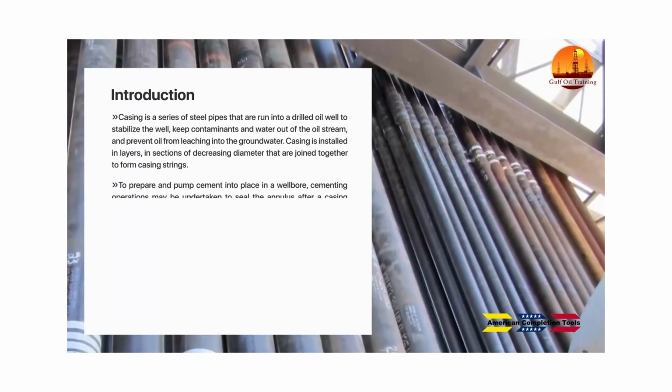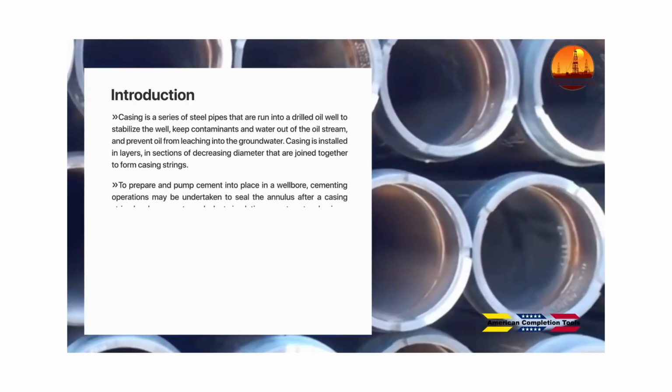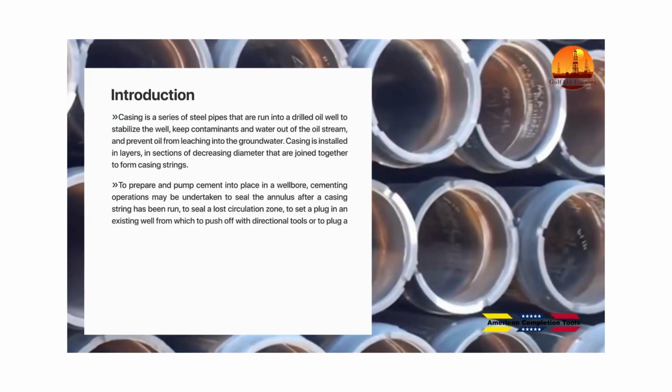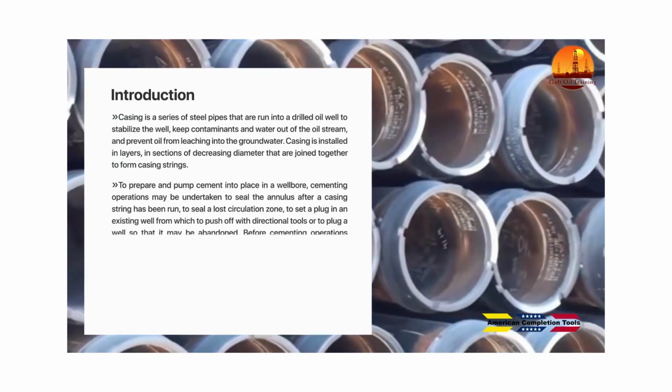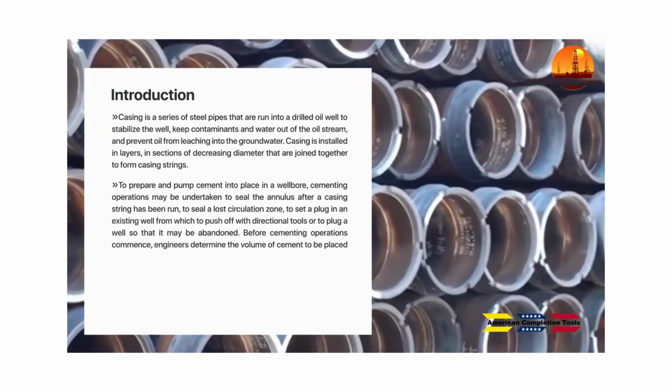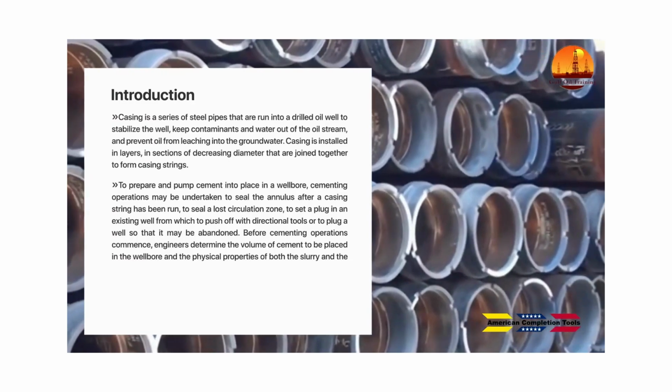To prepare and pump cement into place in a wellbore, cementing operations may be undertaken to seal the annulus after a casing string has been run, to seal a lost circulation zone, to set a plug in an existing well from which to push off with directional tools, or to plug a well so that it may be abandoned.